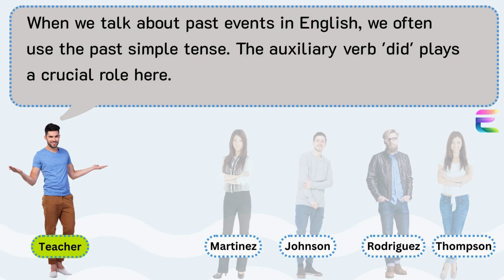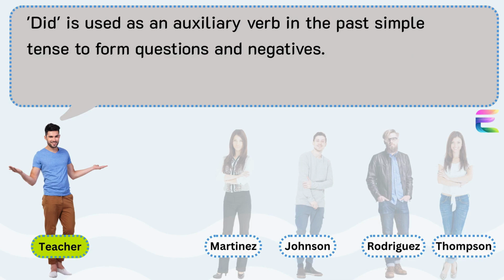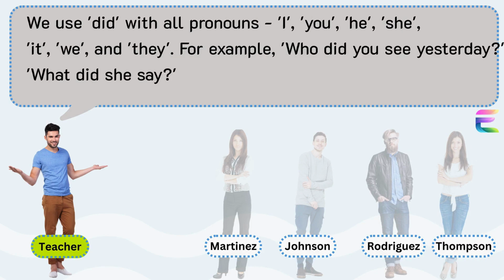When we talk about past events in English, we often use the past simple tense. The auxiliary verb did plays a crucial role here. Did is used as an auxiliary verb in the past simple tense to form questions and negatives. We use did with all pronouns: I, you, he, she, it, we, and they. For example, who did you see yesterday? What did she say?